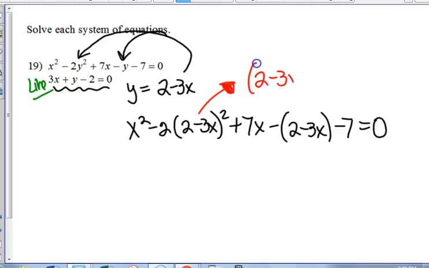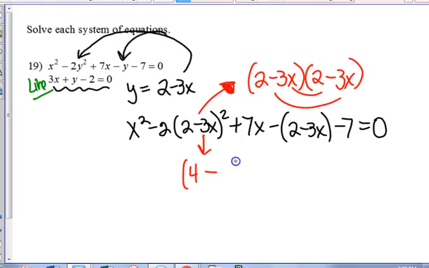Too many of you continue to square this and tell me it's 4 plus 9x squared. There is a middle term. What happens when I FOIL that out? I get 4 minus a 6x and minus a 6x is minus 12x. Negative 3x times negative 3x is plus 9x squared.